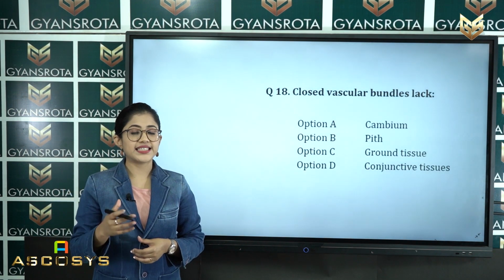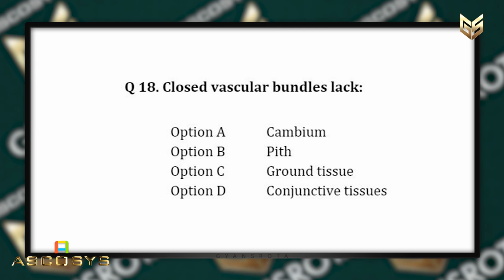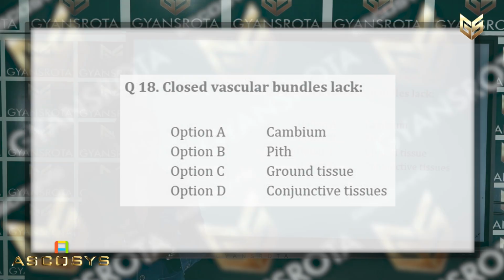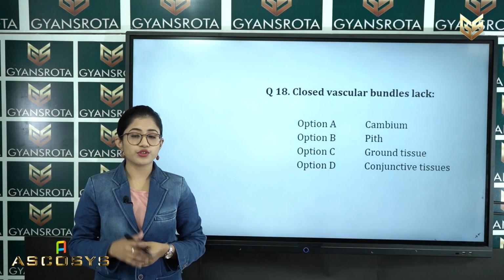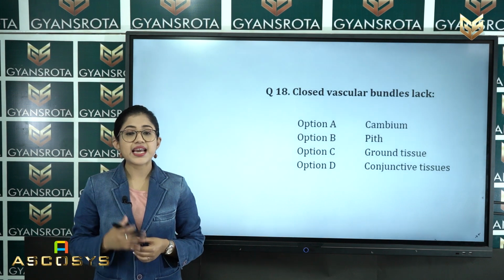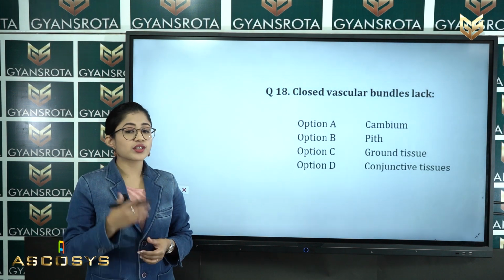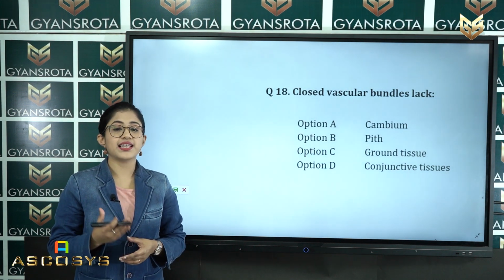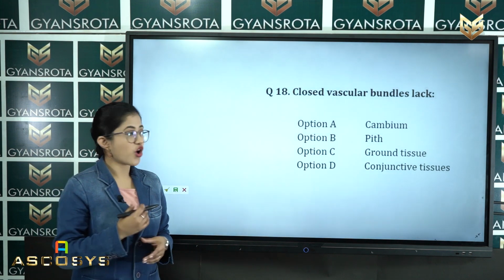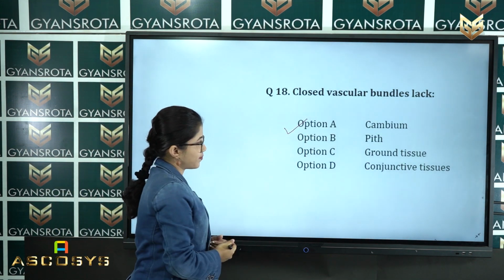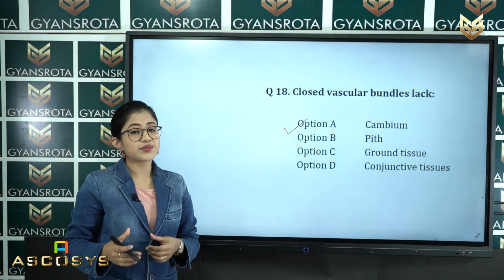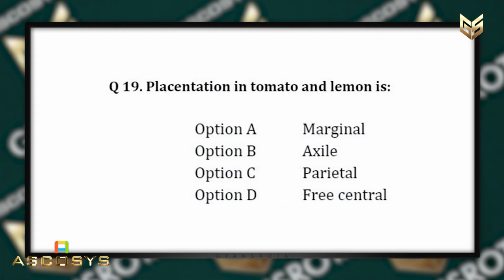In this question number 18, it is written closed vascular bundles lack option number A, cambium, option number B, pith, option number C, ground tissue, and option number D, conjunctive tissue. This is a very easy question and it has come from the chapter Anatomy of Flowering Plants. So, the closed vascular bundles will lack cambium, which means option number A is the correct answer. Alright student, now let us move on to the next question, that is question number 19.